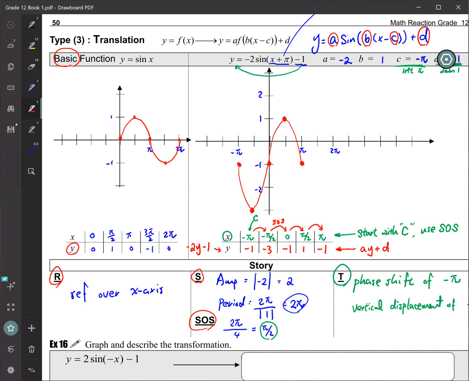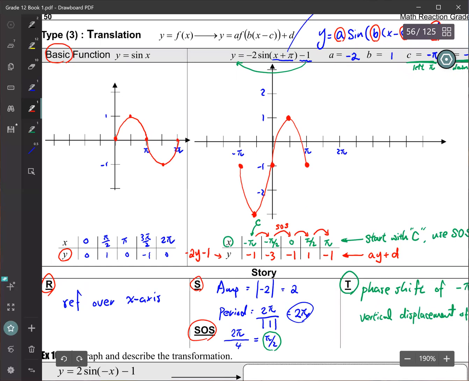Okay, so you can see that the period is still the same, right? It started with negative pi and then finishes at pi. So the total length is still 2 pi, the same length as the basic one, but then it got taller, because there's an amplitude of 2 now. It got 2 times taller.